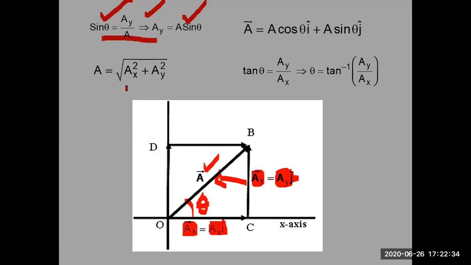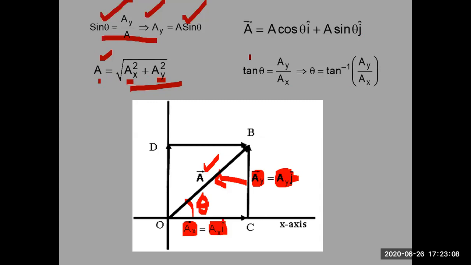If you are asked to calculate the magnitude of this vector, it is calculated by using Pythagoras, and it is A square equal to Ax square plus Ay square. So we are interested in calculating the magnitude of A. We will take the square root on the other side, and on this side as well. Here it will be the square root of Ax square plus Ay square. If you are given the values of Ax and Ay, you will take the squares, add, and take the square root. Finally, you will be able to calculate the magnitude of the vector.